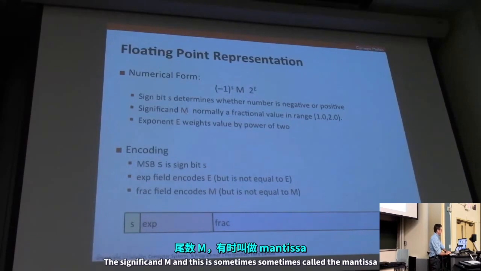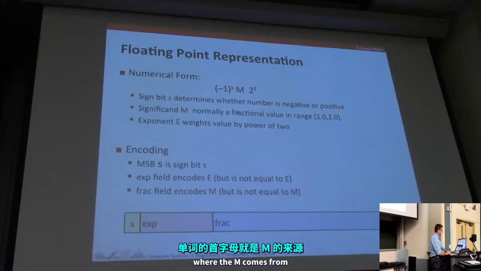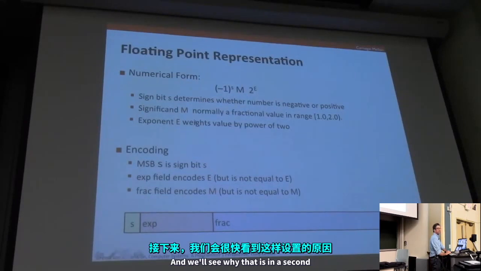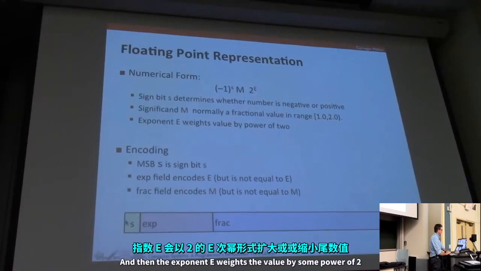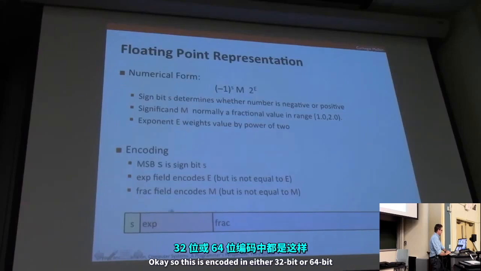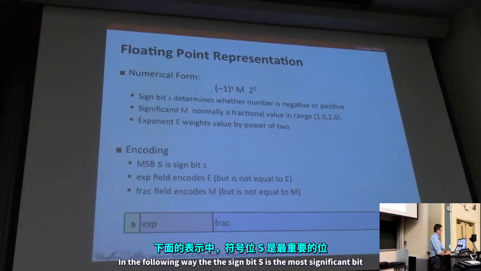The significand m, sometimes called a mantissa, which is where the m comes from, normally is a fractional value in the range between 1 and 2. And we'll see why that is in a second. And then the exponent e weights the value by some power of 2. This is encoded in either 32 bits or 64 bits in the following way.